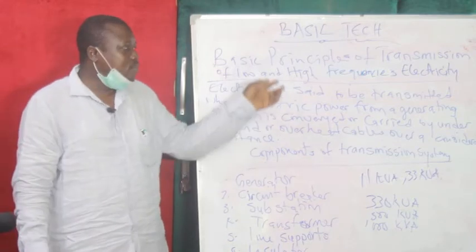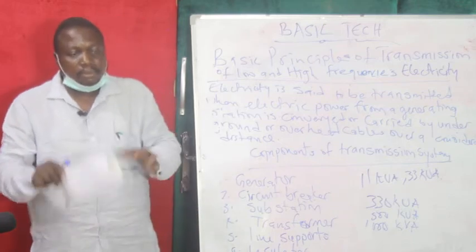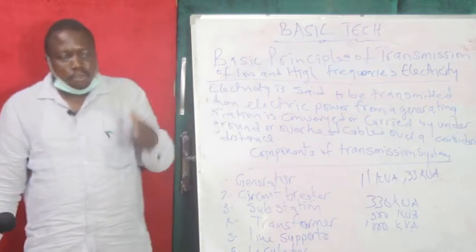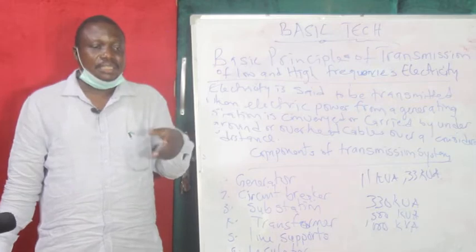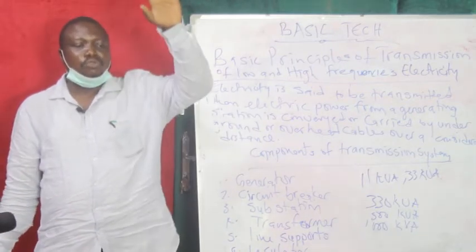Naturally, I said low voltage and high frequency. Sometimes there are fluctuations from the generating station. We know that in Nigeria, most of our sources of electricity is water. And because of our weather, during the dry season, the water level will drop.